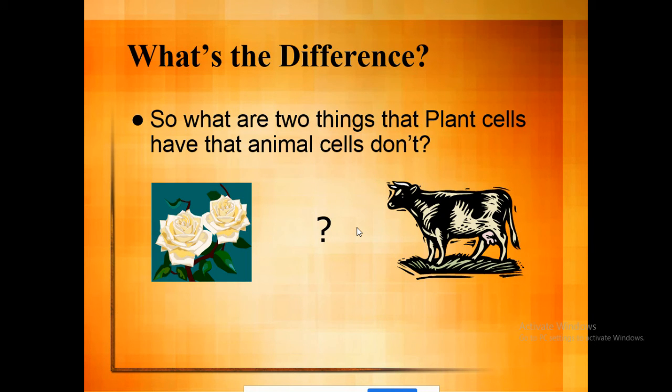Now, can you see the difference between the two? As you can see, this is a flower, so plant cells are there, and this is the animal cell. So what two things does a plant cell have that an animal cell doesn't have? Plant cells have chloroplasts and a cell wall. But animals do not contain chloroplasts because they do not have to produce food, because they are heterotrophs, right? And the cell wall is also not there in the animal cell.